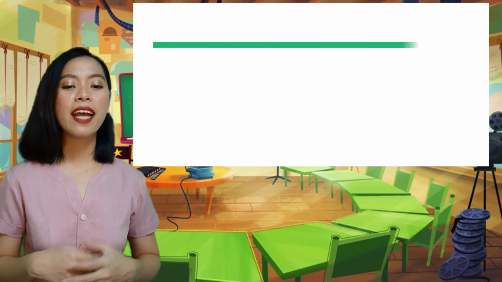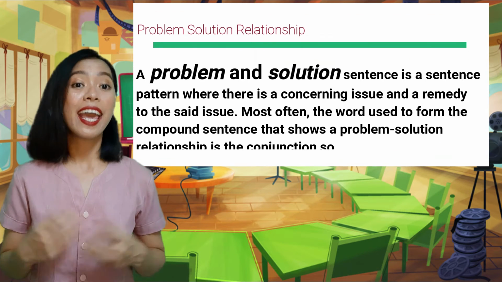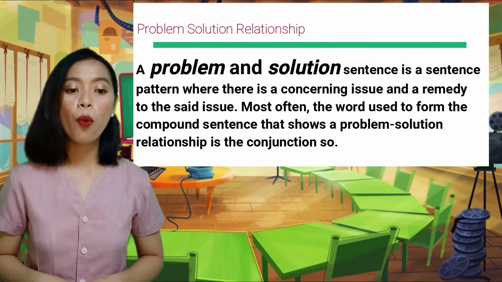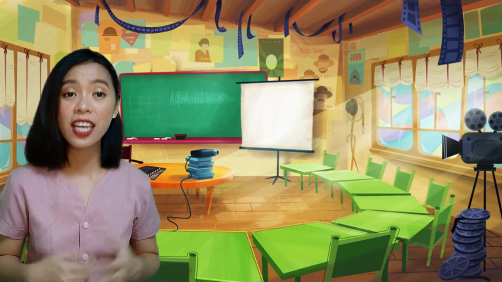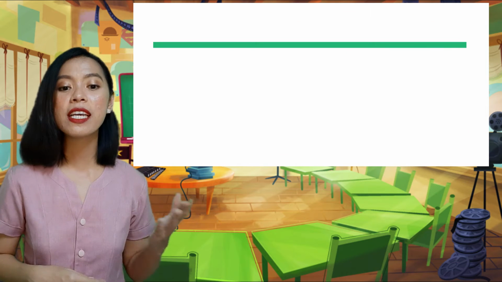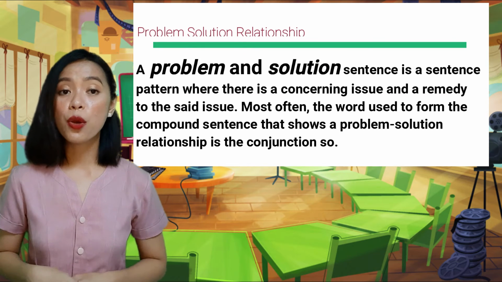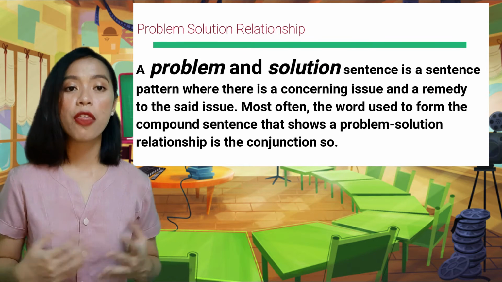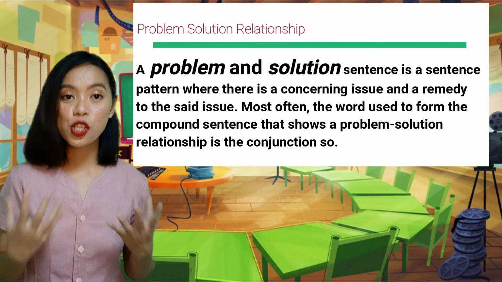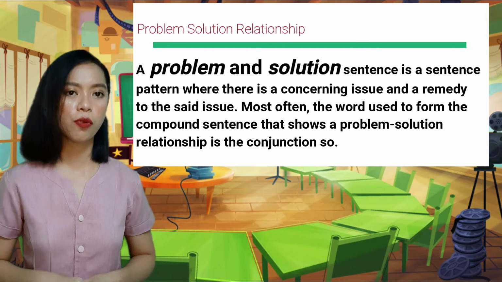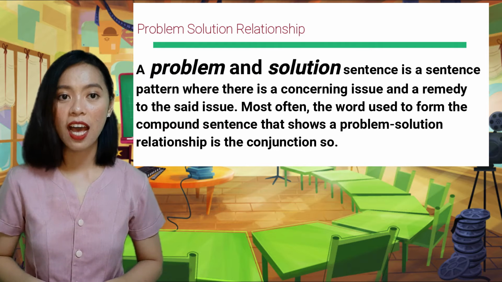A problem and a solution sentence is a sentence pattern where there is a concerning issue and a remedy to the said topic. Most often, the word used to form the compound sentence that shows a problem-solution relationship is the conjunction so. Examples of compound sentences that show problem and solution relationships.